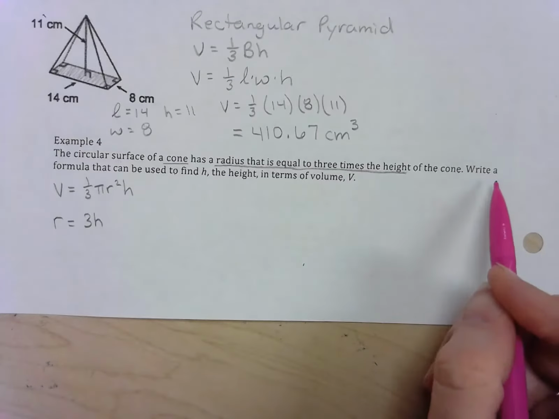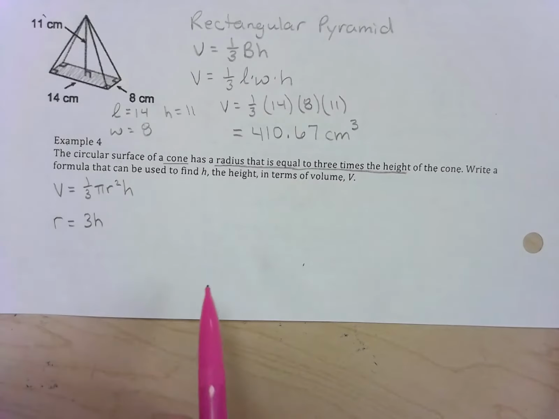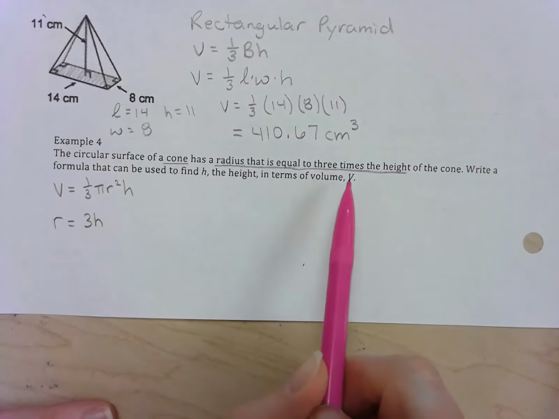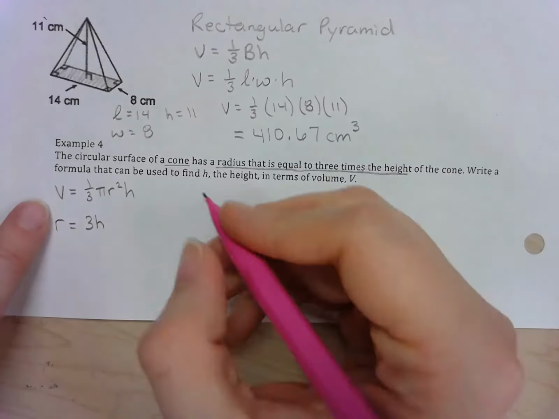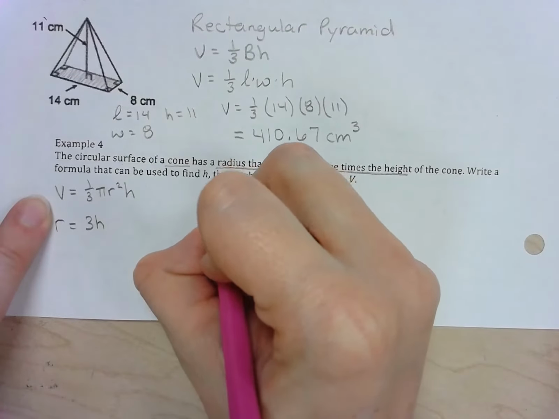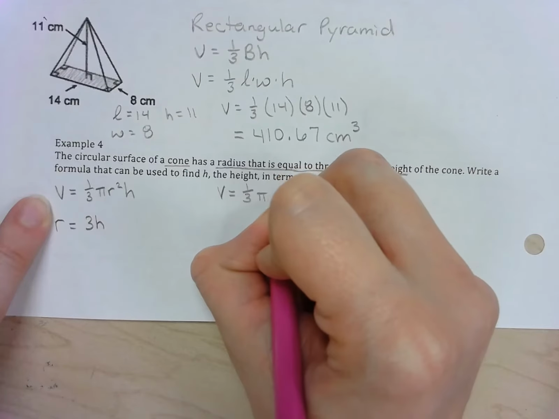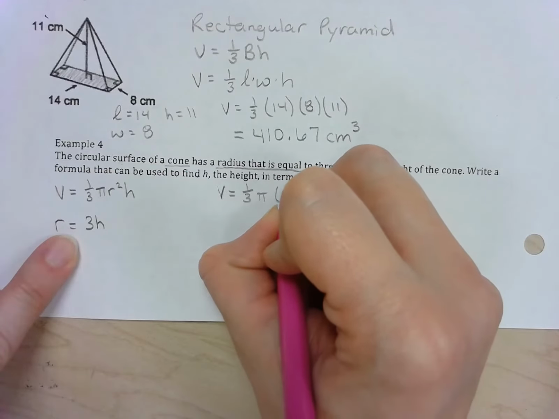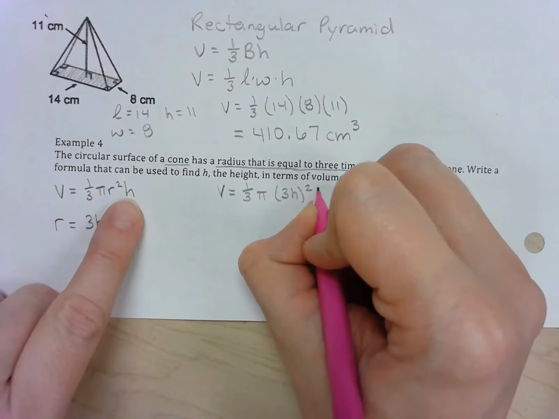They're wanting a formula that can be used to find h. So when we leave our final answer, it should just say h equals some sort of formula. And it does want it in terms of volume. So let's substitute in what we know. We know the radius is 3 times the height. So volume equals 1/3 pi r squared, and we're told that r is 3h, times another h.